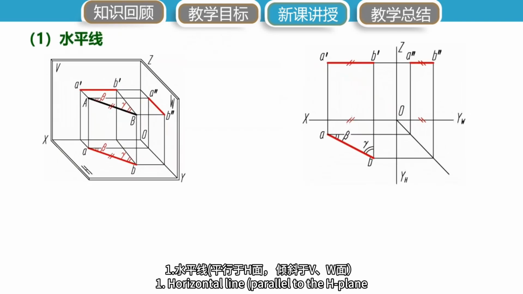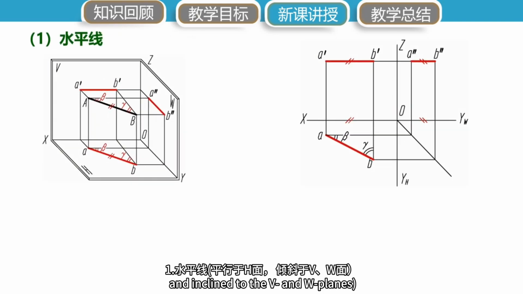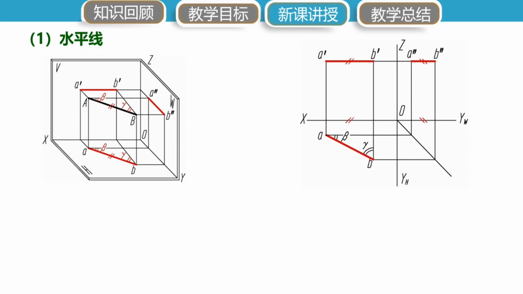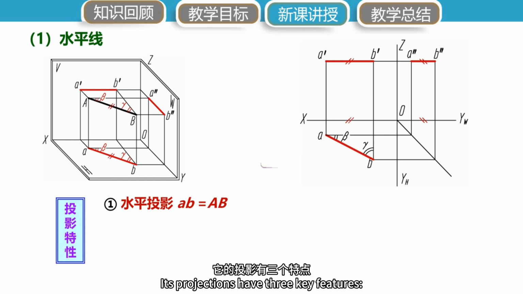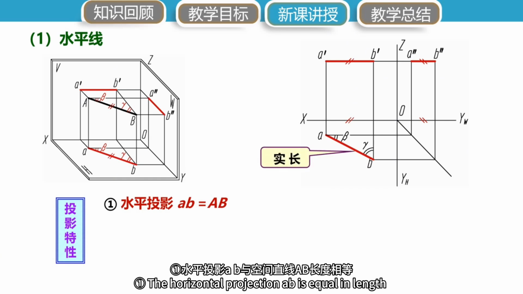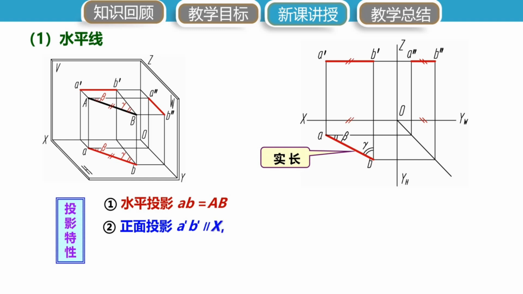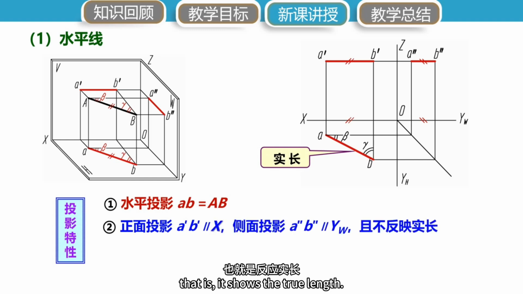First, horizontal line, parallel to the H-plane and inclined to the V and W planes. Take horizontal line AB as an example. Its projections have 3 key features. First, the horizontal projection ab is equal in length to line AB in space. That is, it shows the true length.